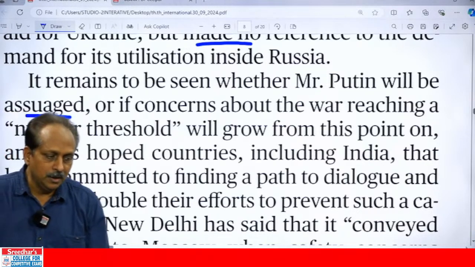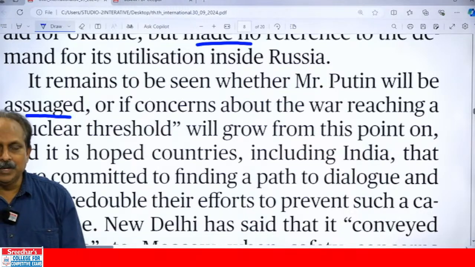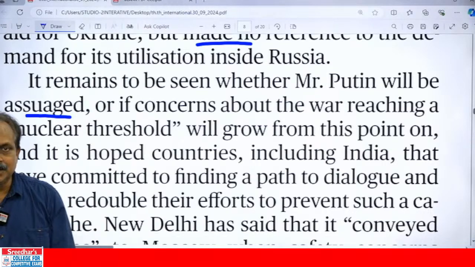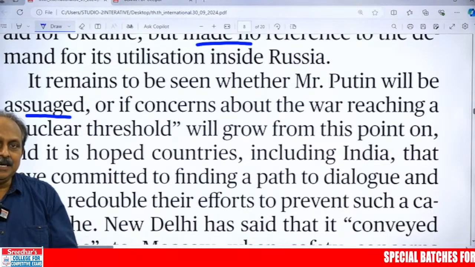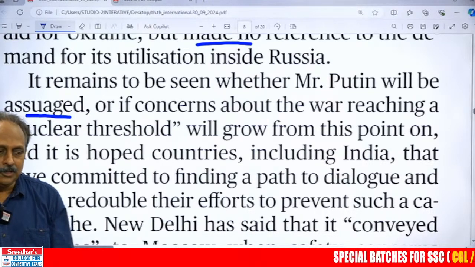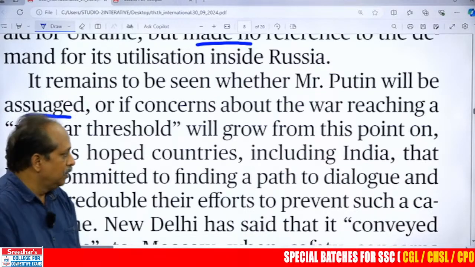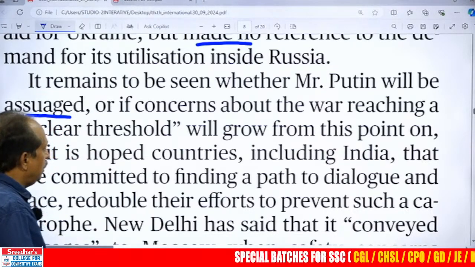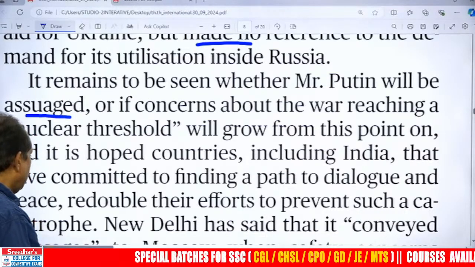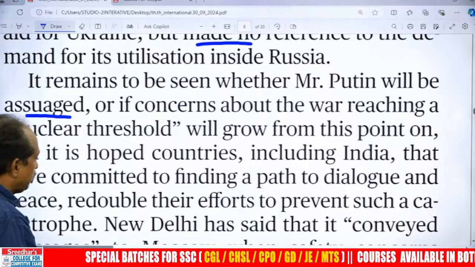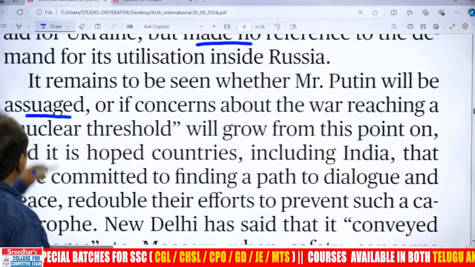Catastrophe means what? Usually we use it with disasters, a natural disaster, a mishap, unfortunate incident. Catastrophe means an incident that causes damage on a large scale. We use the word catastrophe. So they have to double their efforts to find peace, finding a path to dialogue and peace. Redouble their efforts to prevent such a catastrophe.